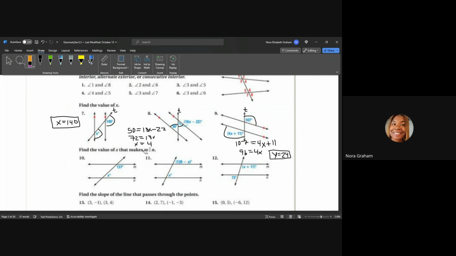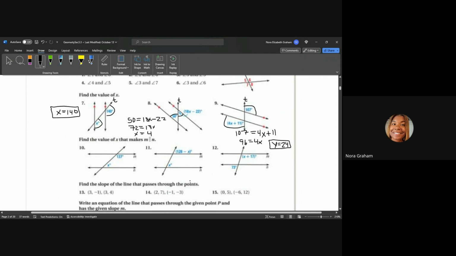Let me erase this a little bit so I can see. Now for problems 10, 11, and 12, we have to find the value of x that makes M and N parallel. Again, try these on your own and pause the video first before I work through these. So again, to make these parallel, that means that we have to find some kind of correlation between our angles. These angles right here, again, they're consecutive and they're inside of my two lines. So these are going to be consecutive interior angles. Remember, consecutive interior angles are not congruent. They actually add together to get 180.